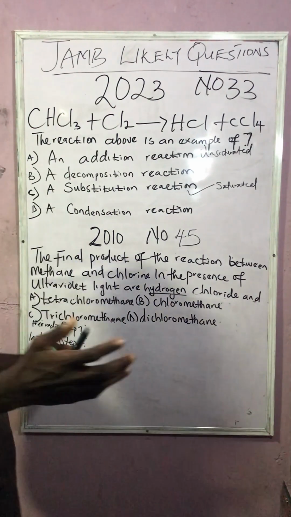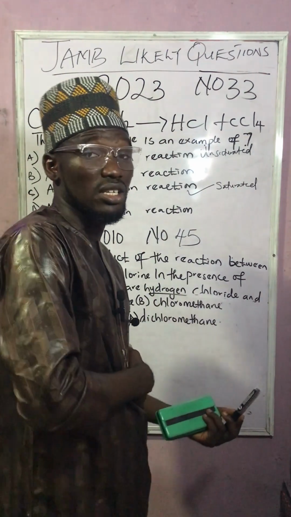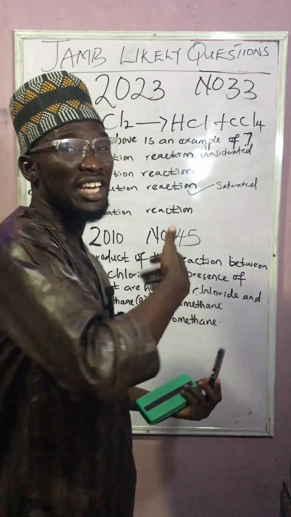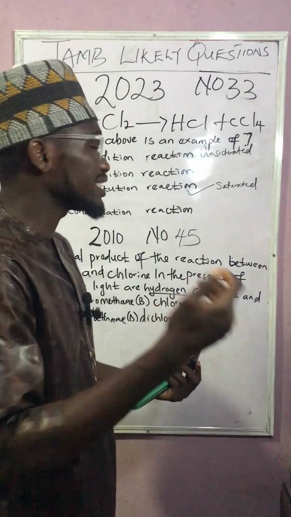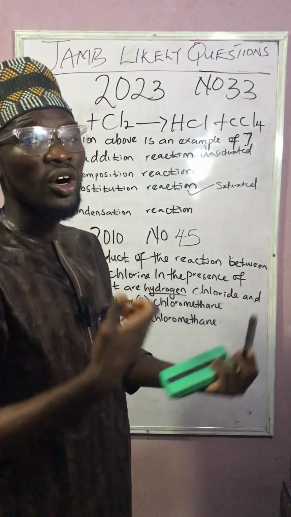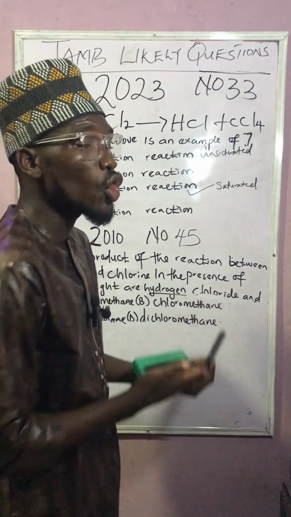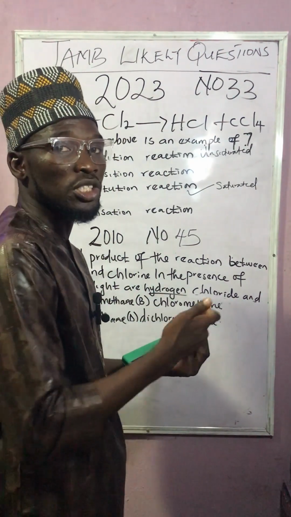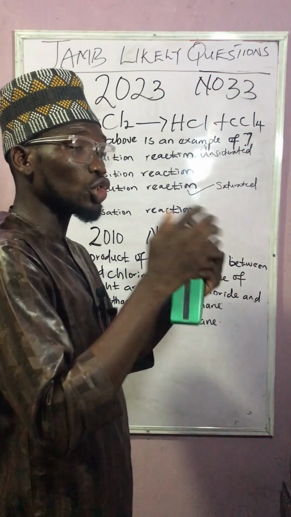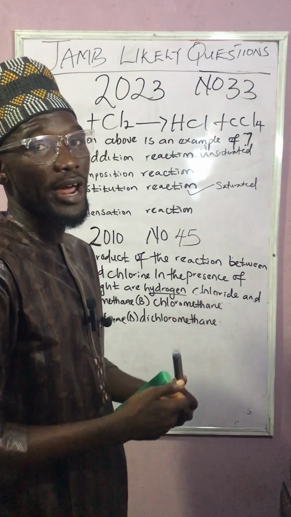As a jumper, your teacher might not expose you to this. Are you with me now? But come closer, I'll teach you how you can easily navigate in case JAMB decides to pick free radicals of substitution reaction, or initiation of substitution reaction, or propagation of substitution reaction, or termination of substitution reaction. You should be able to tell which one is the correct answer.